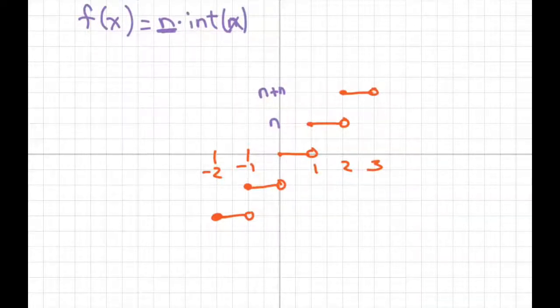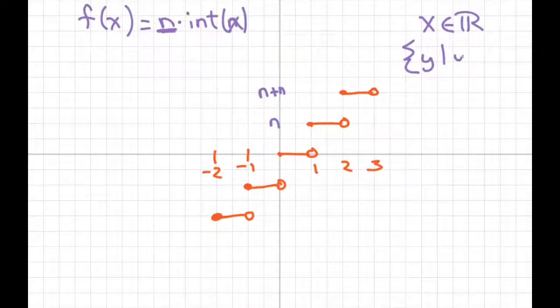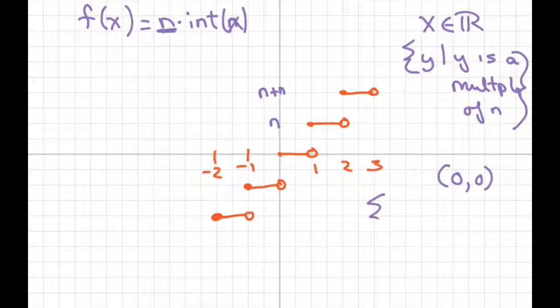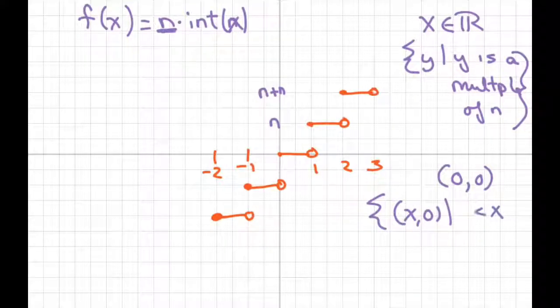So your domain is still the same. Your domain is still all real numbers, but your range is going to be y such that y is a multiple of n. All right? And then your y-intercept is the same, and so is your x-intercept. Your x-intercept is still going to be between 0 and 1, not including the 1.